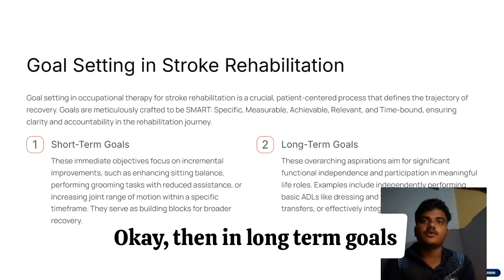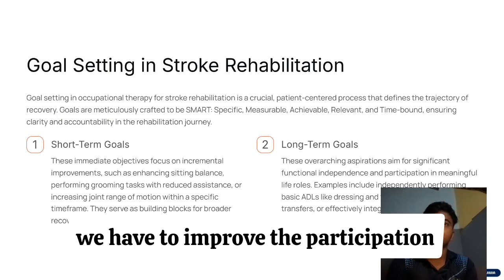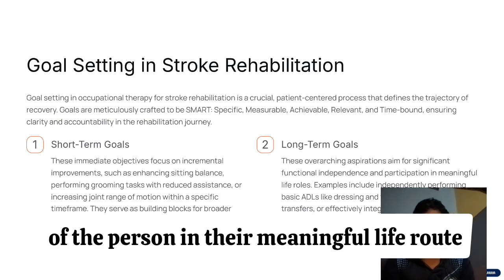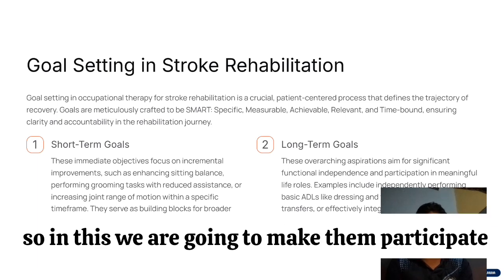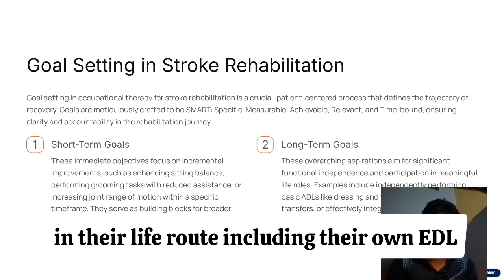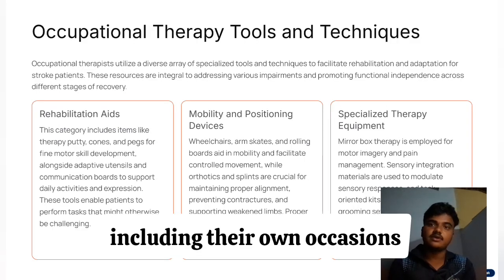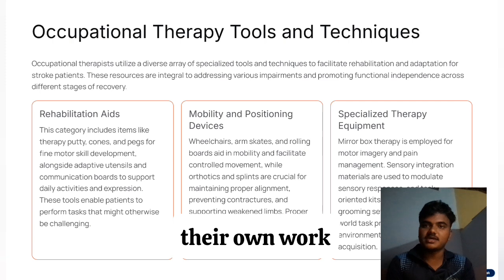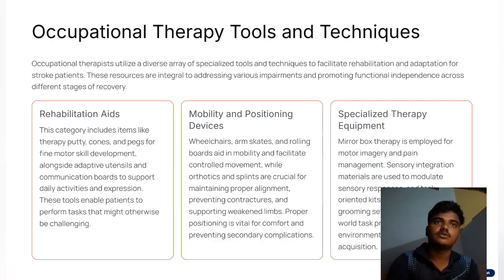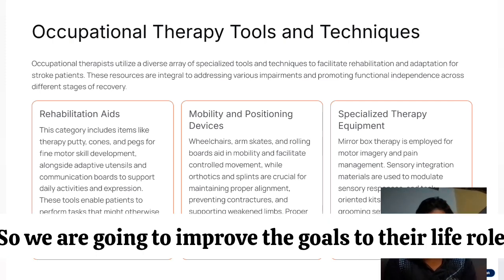Okay, then in long-term goals, we have to improve the participation of the person in their meaningful life roles. So in this, we are going to make them participate in their life roles, including their own ideals, their own occasions, their own work, their own everything. So we are going to improve the goals related to their life roles.